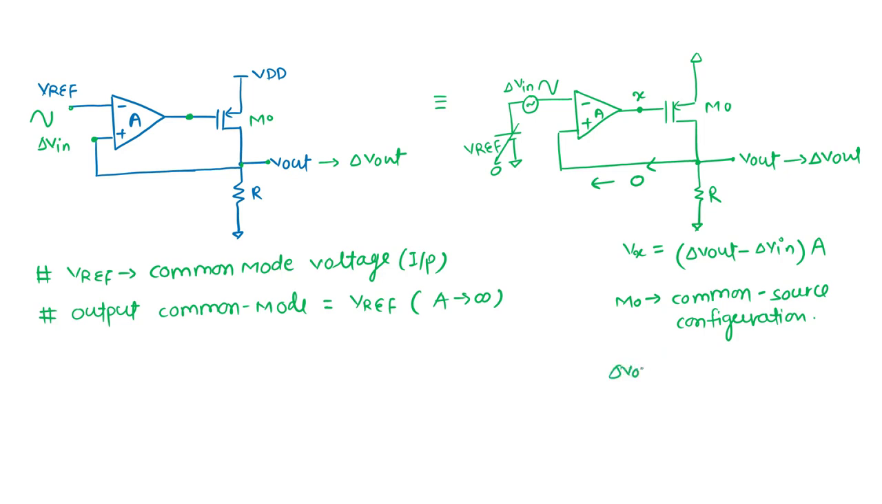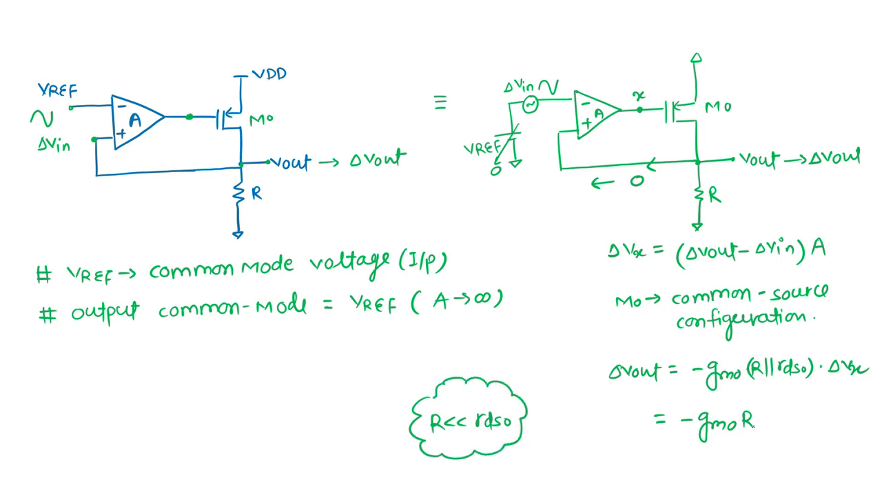So del Vout equals minus gm0 times R parallel rds0, this we know, times del Vx, or I should say the small signal Vx. I can also write del Vx. So minus gm0 R, as I can consider R is much smaller than rds0. Let me consider this assumption. And what is del Vx? It is del Vout minus del Vin times A.